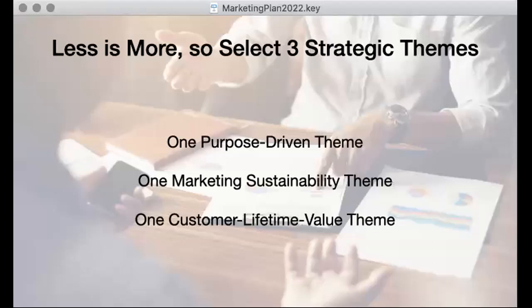So what you're probably picking up already in this session is that less is more. What I want you to do is really focus down on where pure and true value is going to come in 2022. So not doing just more of the same and more and more, but actually focusing on and selecting three strategic themes, as I'm going to call them. And by strategic, I mean they have a longer term value and benefit, not just for 2022, but into the years that then follow. And I would suggest doing one purpose-driven theme.